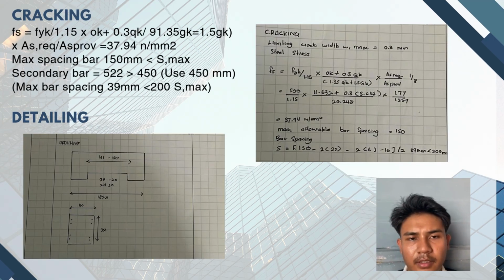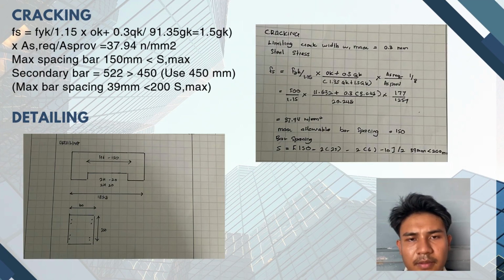Okay, last for the cracking. So build the formula: Fs equals Fyk divided by 1.15, times QK plus 0.3 QK, divided by 1.35 GK. So we calculate and get 1.5 GK. So for the AS req divided by AS prov, equal to 37.94 Newton per millimeter square.